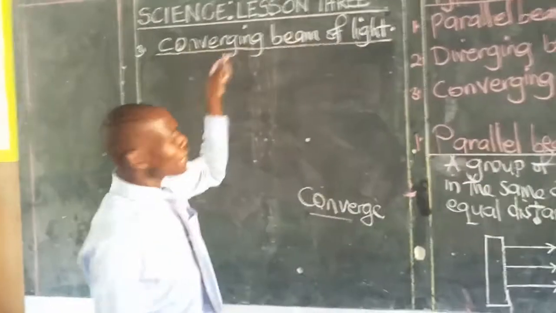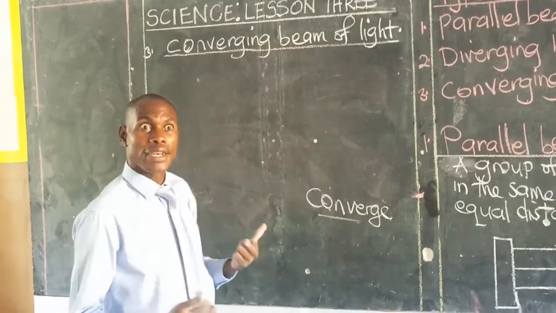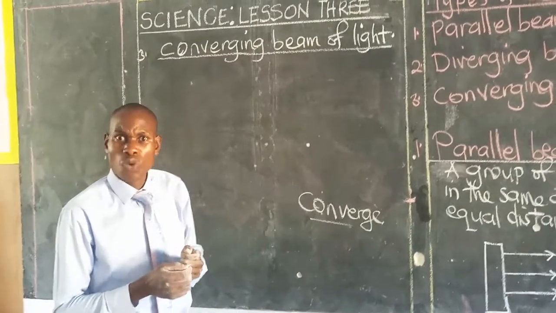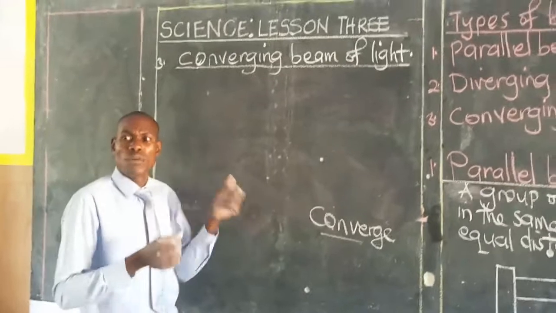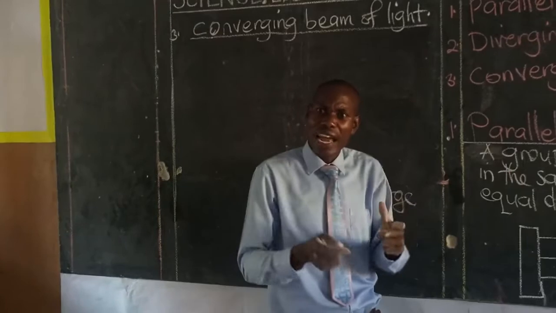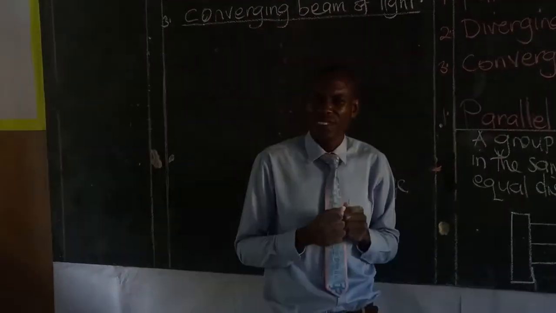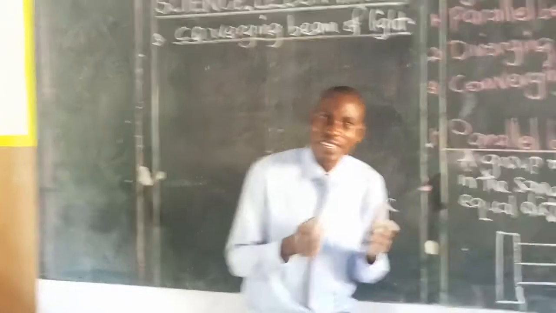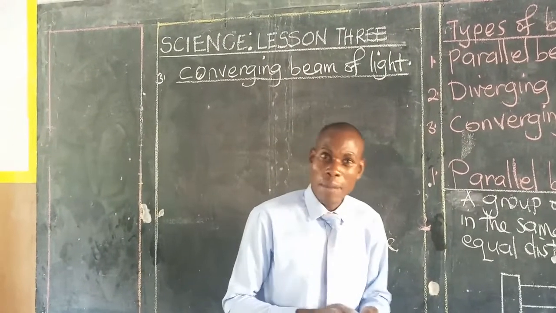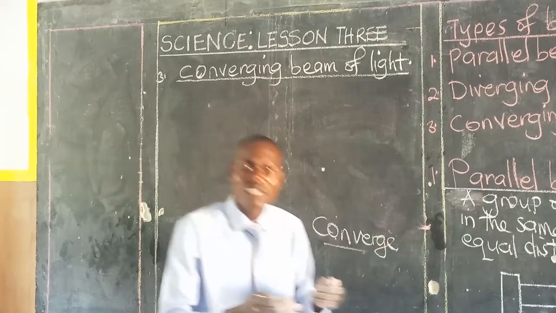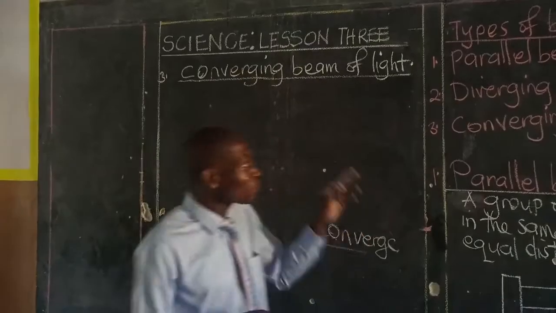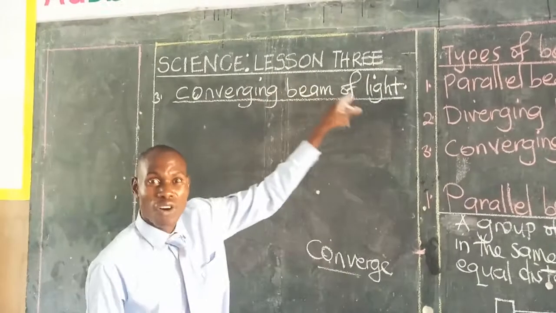Therefore, when we talk about a converging beam of light, we mean a beam of light or a group of light rays which move from different directions and meet at one point. I repeat, a group of light rays moving from different directions. But those light rays meet at one point or at the same point. That is what we mean by a converging beam of light.